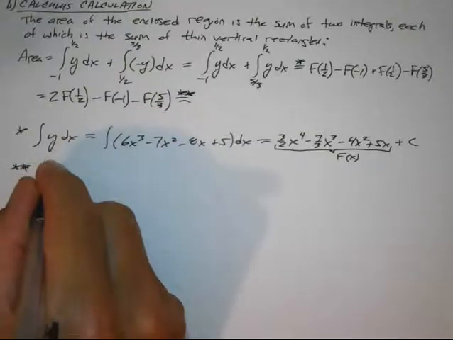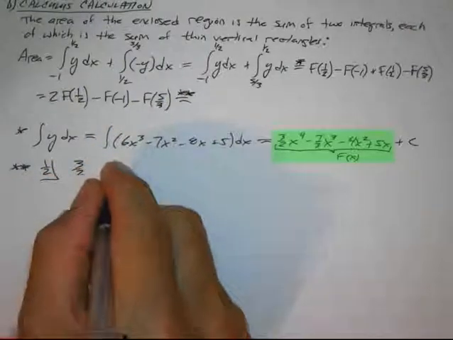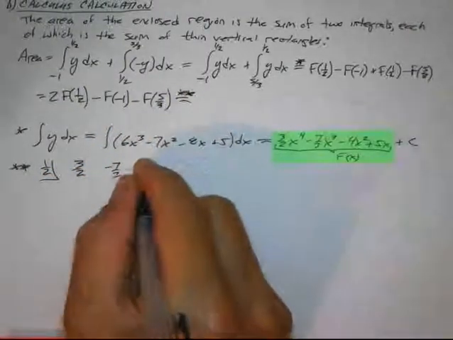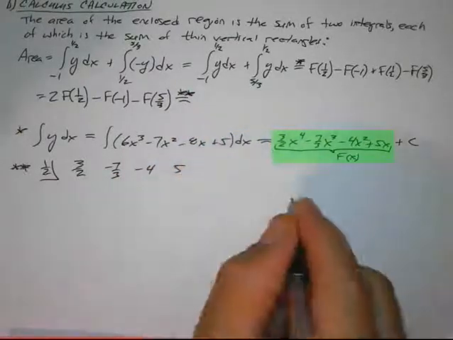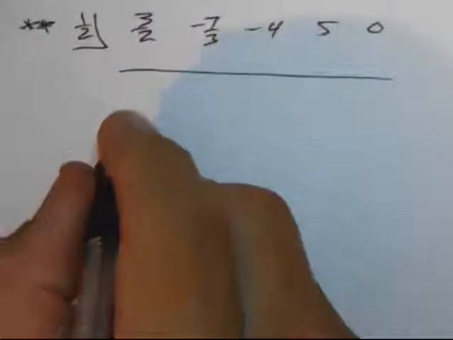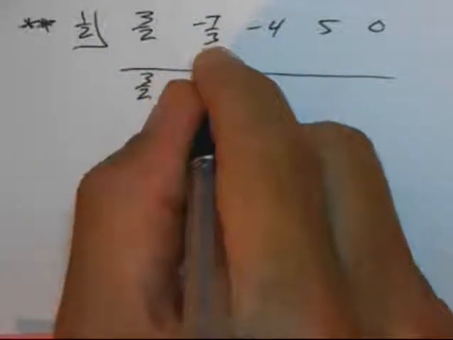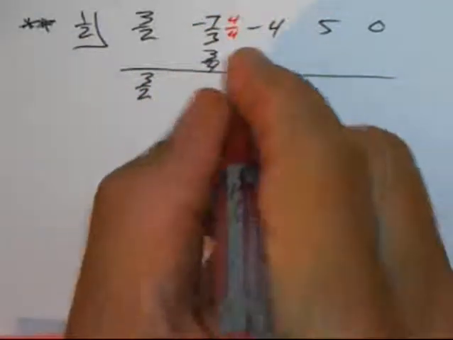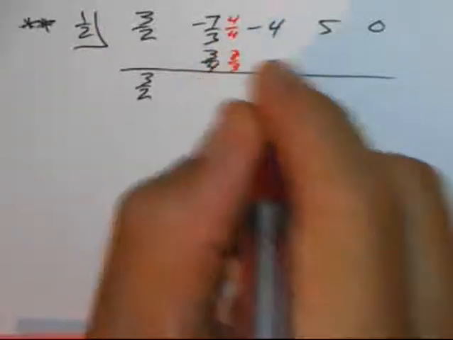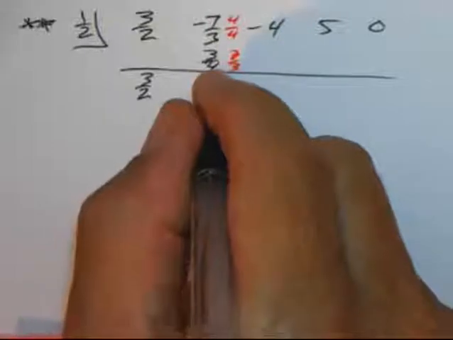So 1/2 in the box. Coefficients of F are 3/2, negative 7/3, negative 4, plus 5. Don't forget to put the 0 for the missing constant term. Draw the line. Drop this down, 3/2. Multiply. Okay, we need to go to 12ths here, so a 4/4 buildup and a 3/3 buildup there. Negative 28 12ths plus 9 of them. Net effect of negative 19.